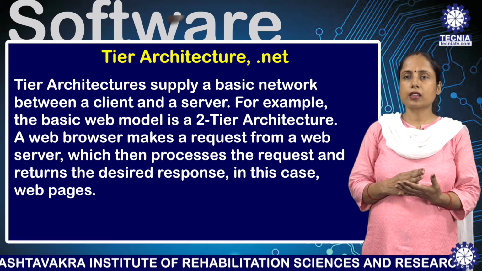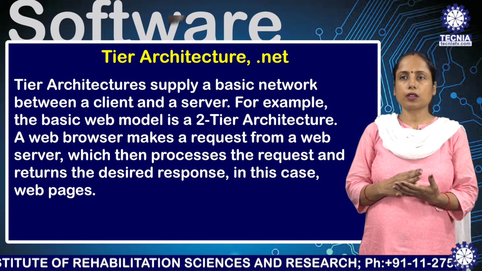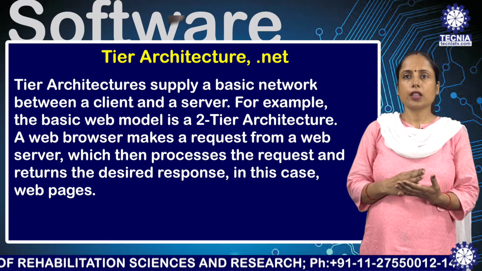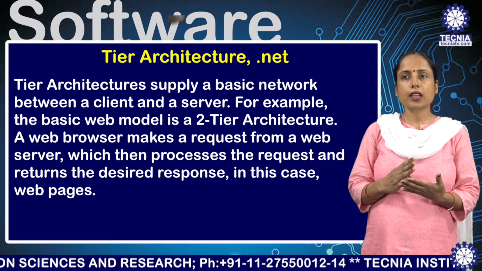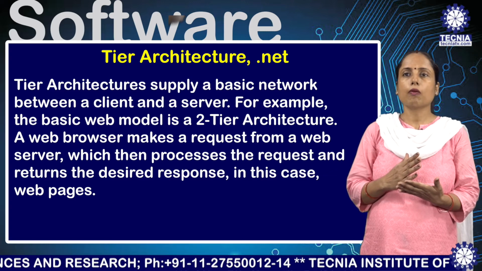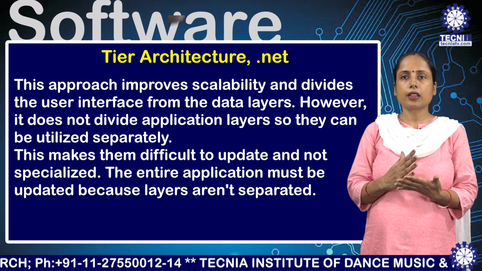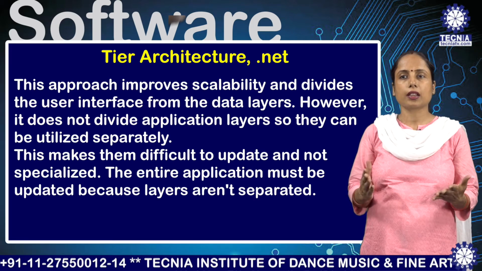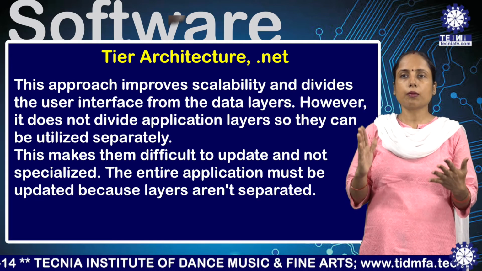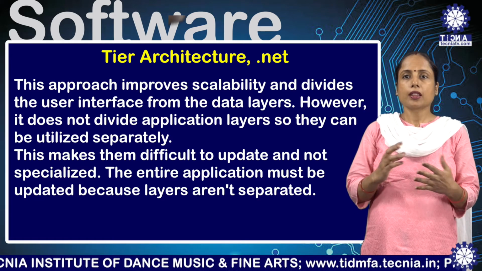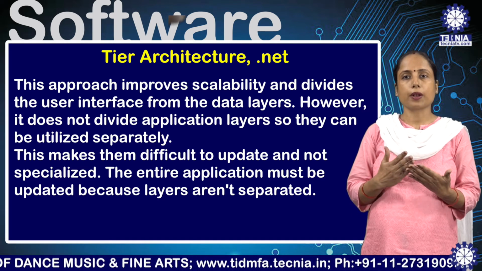Next is two-tier architecture. Two-tier architecture is a basic web model in which a browser makes a request from a web server, which then processes the request and returns the desired response. In this case, the desired response is web pages. This approach improves scalability and divides the user interface from the data layers. However, it does not divide application layers so that they can be utilized separately. The entire application must be updated because layers aren't separated.